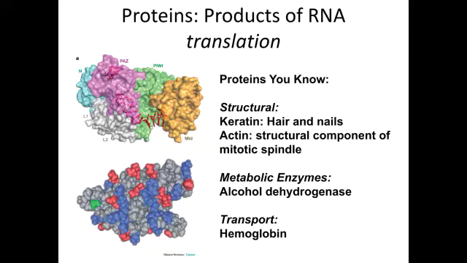Some proteins you might know are structural proteins, for example keratin, in hair and nails, or actin, which forms the structural component of the spindle that in mitosis pulls the chromosomes apart. There are metabolic enzymes. We've talked a little bit about enzymes that contribute to metabolism. One might be alcohol dehydrogenase, which metabolizes ethanol. Of course, there's also transport, such as hemoglobin, which moves oxygen molecules around in your blood.